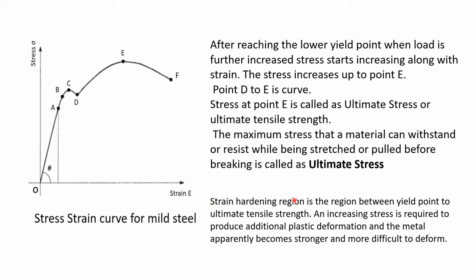Strain hardening region is the region between yield point to ultimate tensile strength. An increase in stress is required to produce additional plastic deformation, and the metal apparently becomes stronger and more difficult to deform in this region. So from the yield point to the ultimate stress, this region is known as strain hardening region.